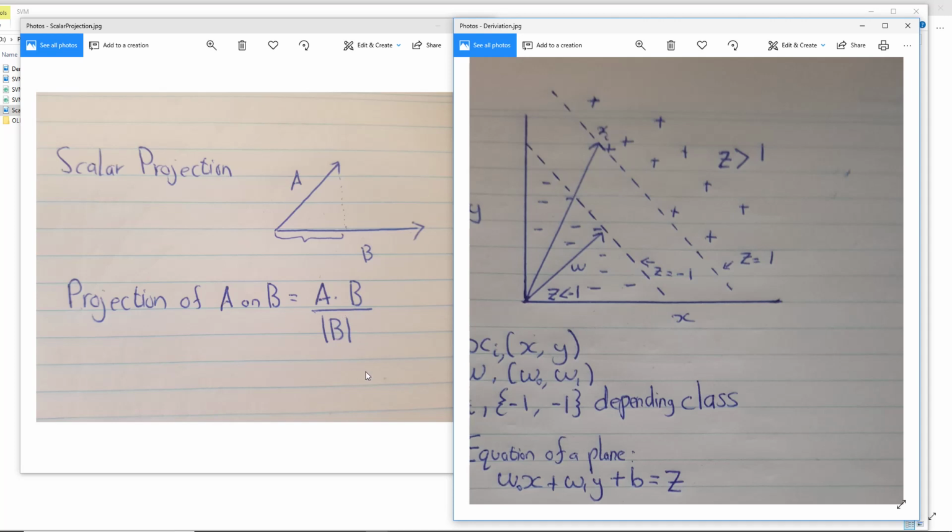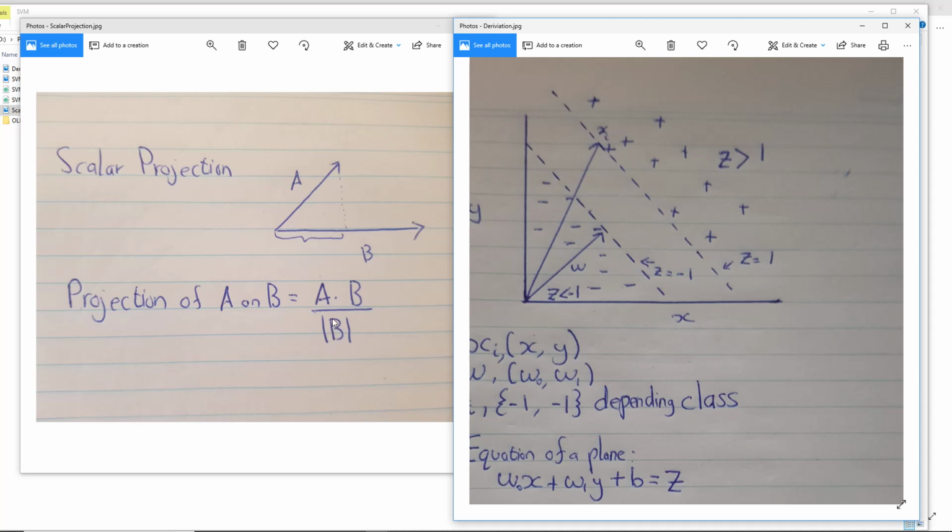Now, the neat thing about this is we don't actually care what the projection is, and nor is A actually relevant. A can be any vector that connects those two lines, and we don't actually care how wide the street actually is. We just want the street to be as wide as possible, and for the street to be as wide as possible, we need B, the length of B, to be as small as possible.